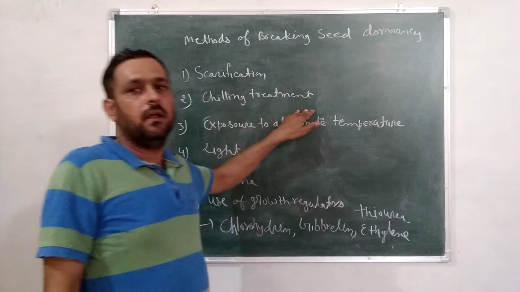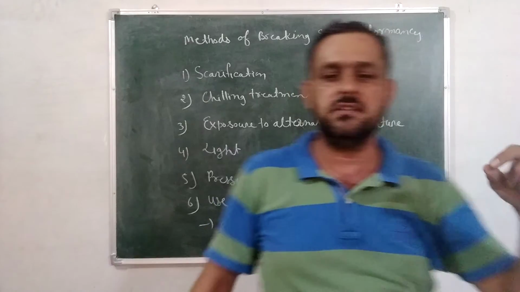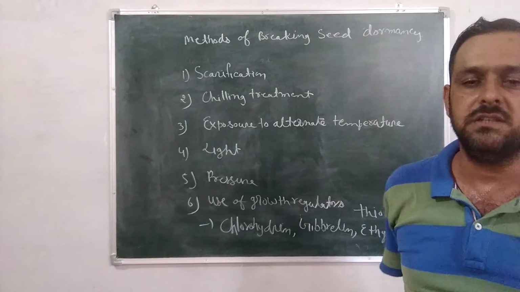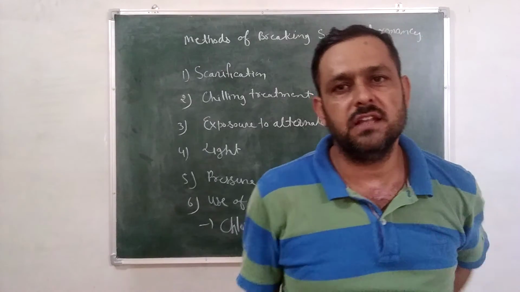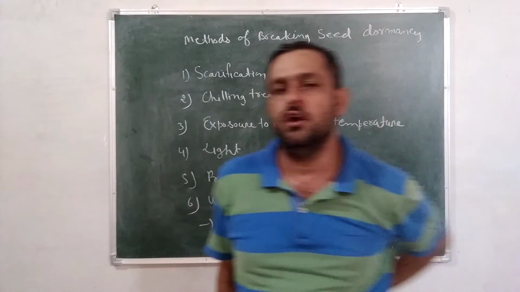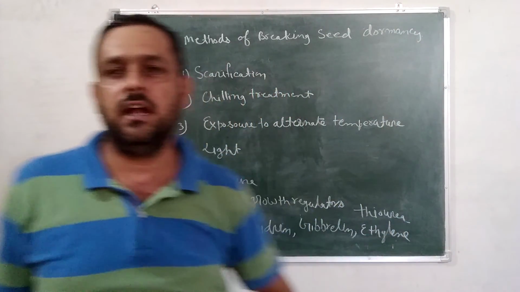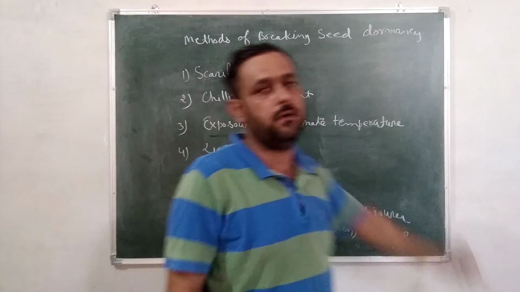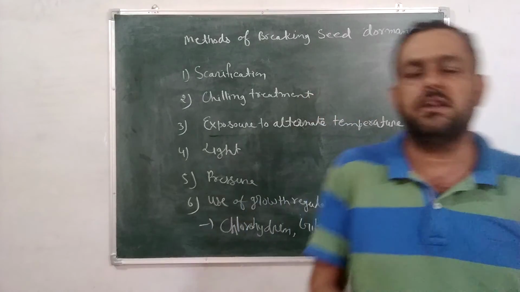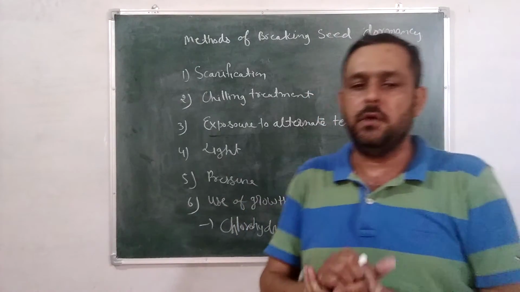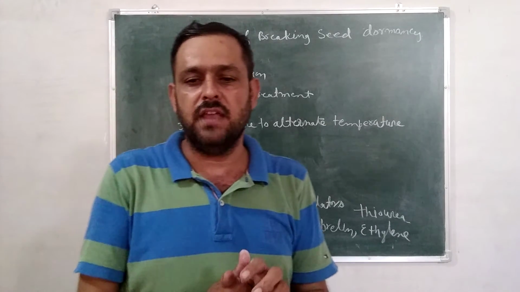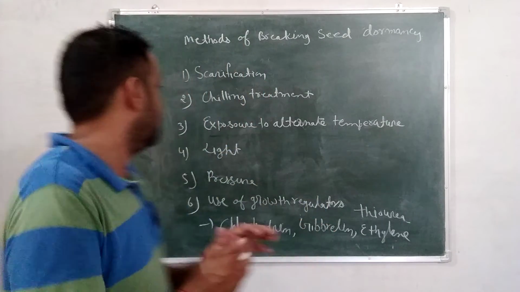Chilling treatment. Vernalization is one method by which dormancy is broken, or we can say whenever we treat seeds with cold temperature, then the dormancy breaks. Exposure to alternate temperature. Whenever any seed does not germinate, we treat it with different types of temperature, meaning higher temperature and lower temperature, then the dormancy breaks down.